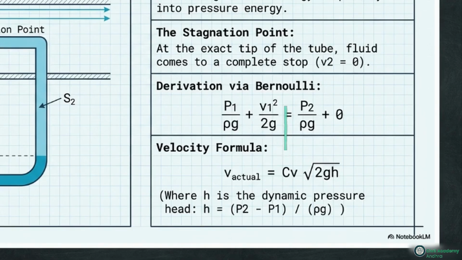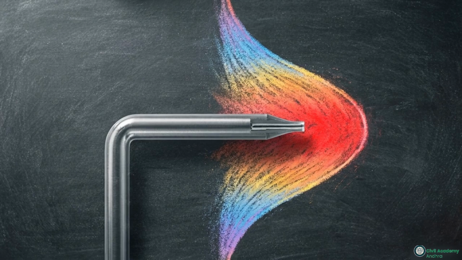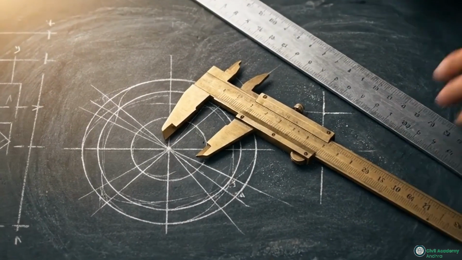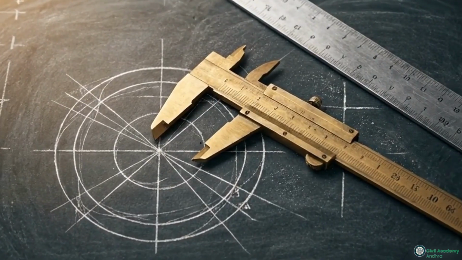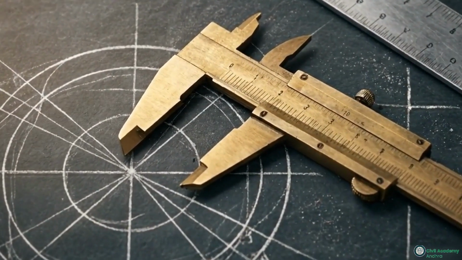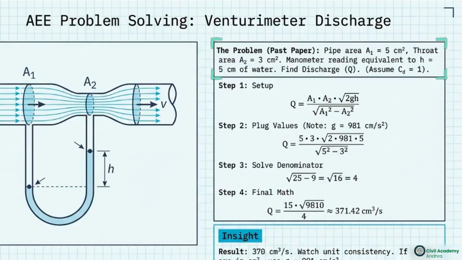By utilizing stagnation, the pitot tube offers an elegant, minimal loss method to map the exact velocity profile across any cross-section of a pipe. Understanding theoretical device geometry is only half the battle. In competitive environments, you have to execute the math under pressure without compromising technical precision. This past paper problem requires the calculation of actual discharge using provided pipe areas and a manometer reading.